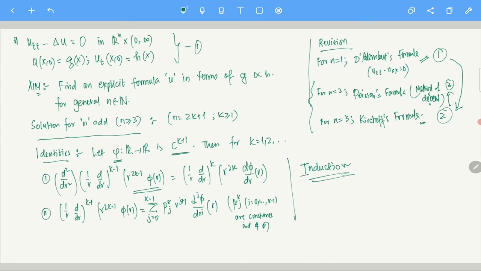So you can use induction and check these formulas. Okay, number 3 is this: what are the beta k 0? So basically for j equals to 0, this is 1·3·5···(2k minus 1). Clear? Okay, so these are the 3 identities.